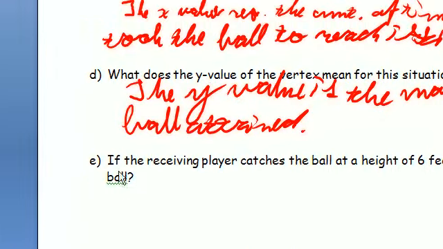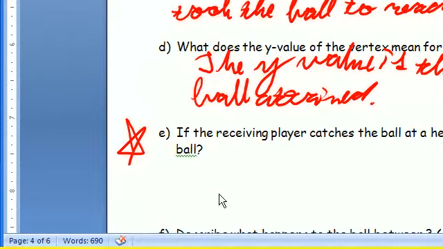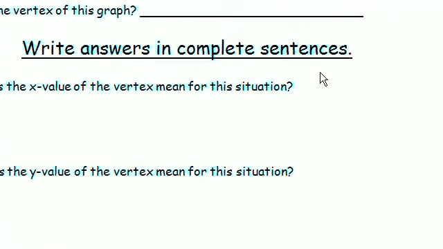This is a great question. I love this question. I hope there's one on the test like that. If a receiving player catches the ball at a height of 6 feet, when will he catch the ball? All right, well, let's go back up to our graph and take a look.